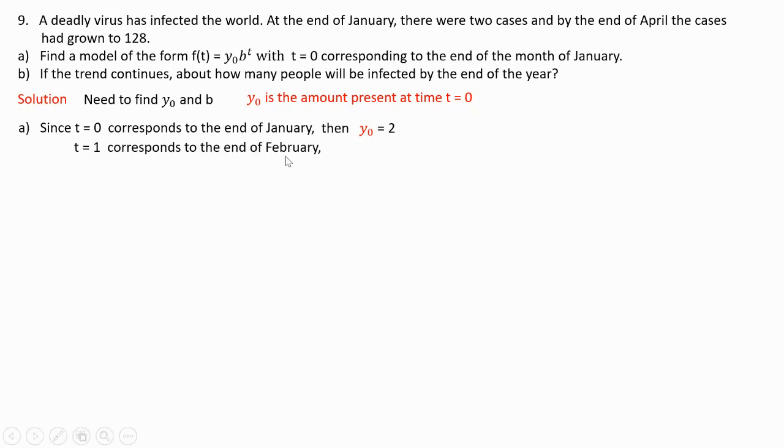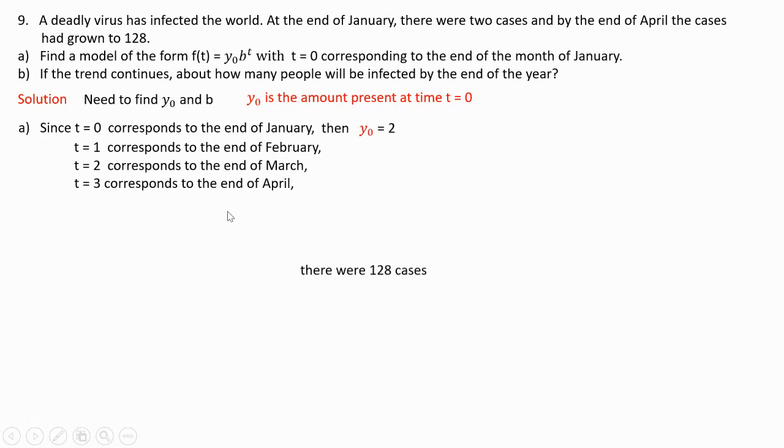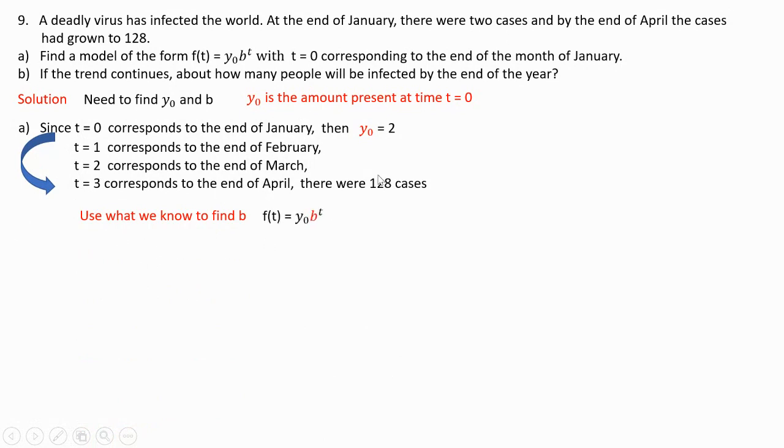Now t equals 1 corresponds to the end of February. We have to go all the way to the end of April. So t equals 2 will correspond to March, and t equals 3 corresponds to April. There were 128 cases at the end of April. So from where it started at the end of January all the way to April is t equals 3. We need another point, which will be 3, 128, which means f of 3 equals 128. That means in 3 months there were 128 cases.